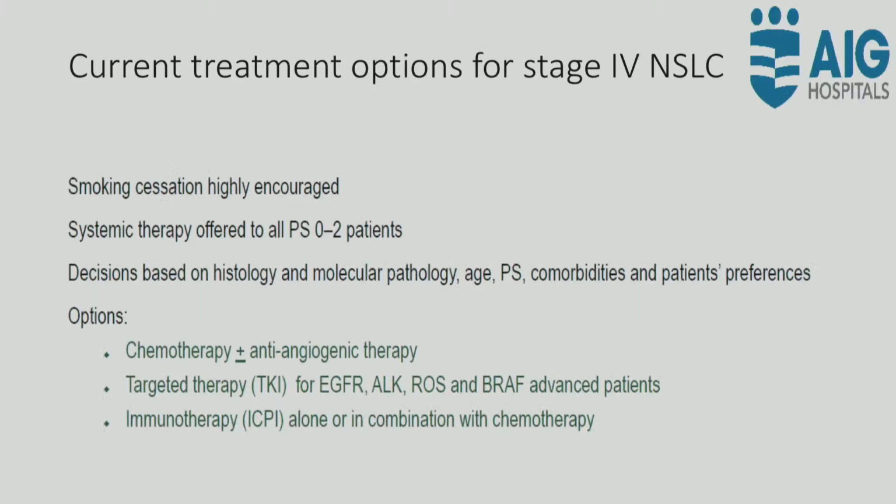So for a stage 4 lung cancer, these are the current treatment options. Of course, we offer smoking cessation and systemic therapy. The options include chemotherapy with or without anti-angiogenic therapy. Again, anti-angiogenic therapy is also a type of targeted therapy. We offer targeted therapies or immunotherapy alone or in combination with chemotherapy. So for a particular patient, the ideal strategy is something that we choose among these three.